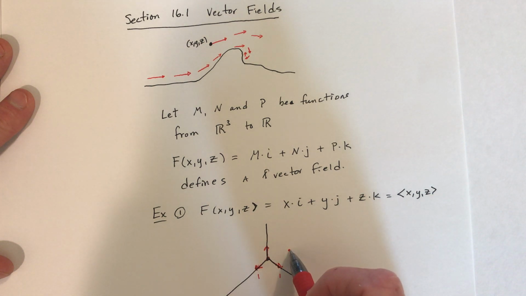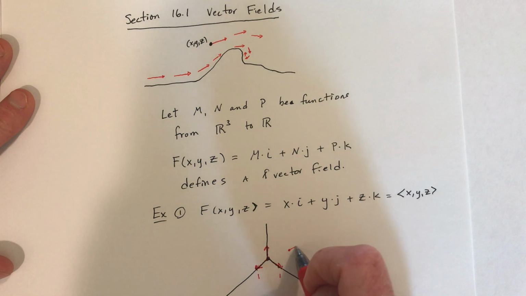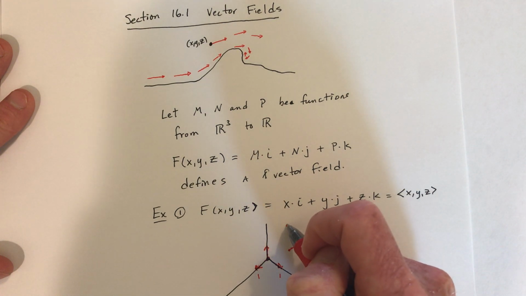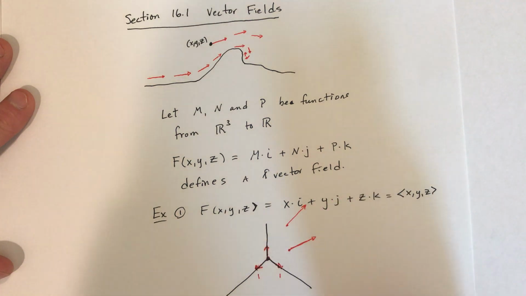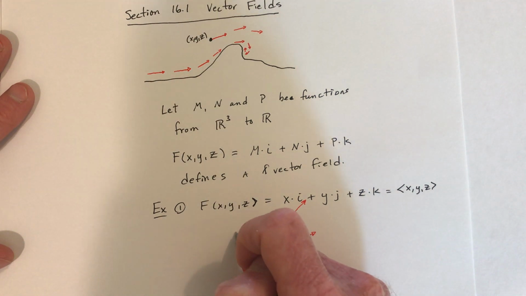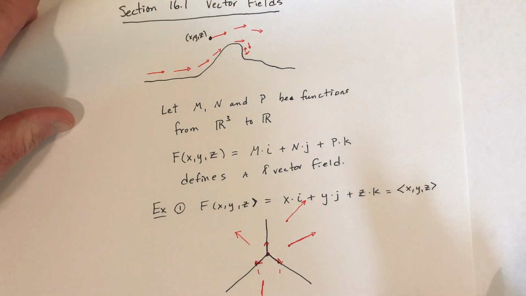Then at this point, the vector would be going in the same direction, but it'd be a little bit longer because its numbers would be bigger. And then if you went out farther, it would make a vector that's even longer. And everywhere you go, there are vectors that are going out. Okay, how about example number 2?